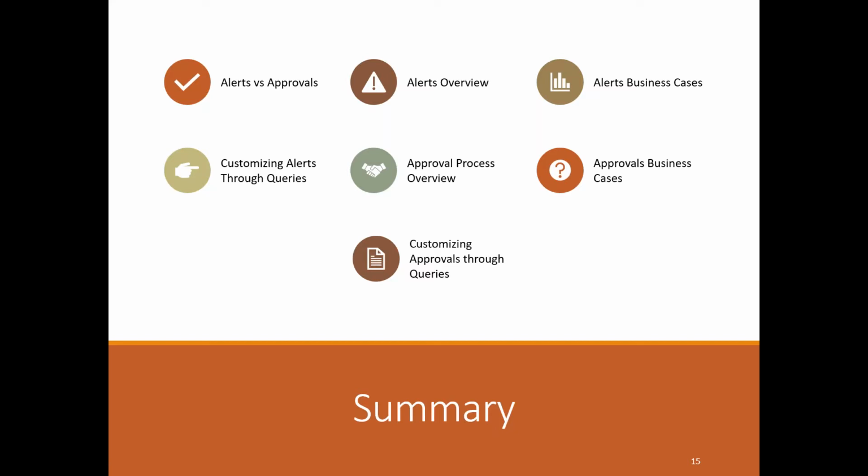We went into the alerts overview. We showed you some settings regarding the inbox and how often you can see it. We also showed you where to set up alerts in the alerts management. And then we went into some specific business cases and went through some reports that would be very helpful to have alerts automatically run. After that, we showed examples of customizing the alerts through queries. And the main takeaway from that is that you can use pre-existing queries in your system. So that's a really quick and easy way to customize it.